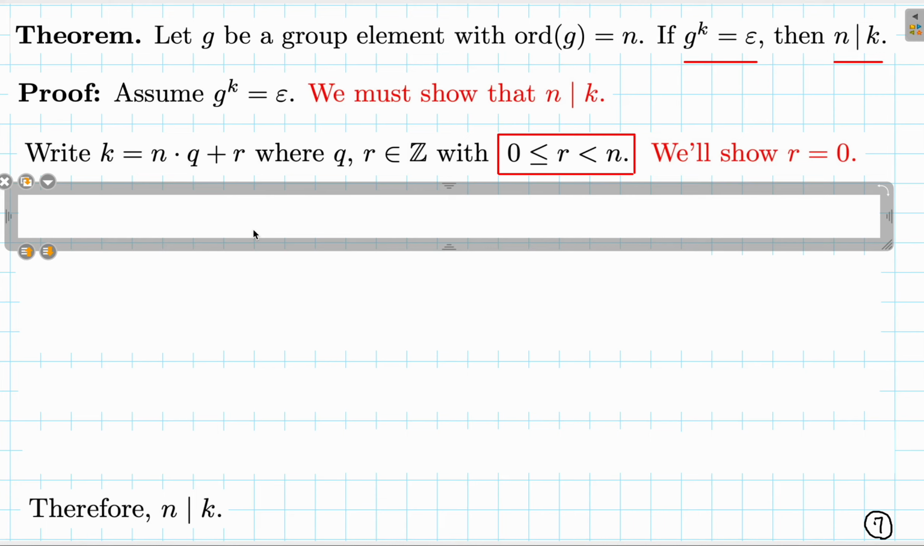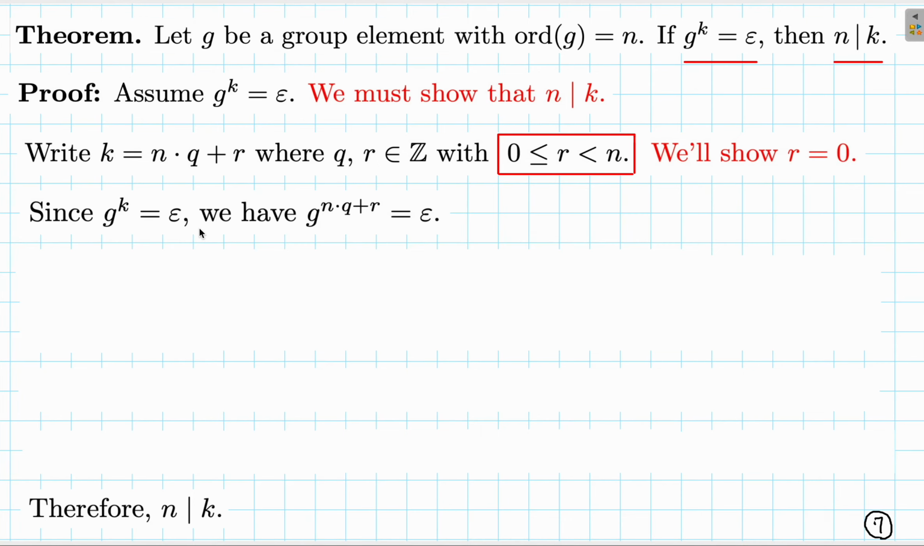Now, next step. Well, we already know that G to the k is the identity, and so let's use that expression for k and substitute it in. Since G to the k is the identity, replacing k with n times q plus r, we obtain G to the n times q plus r is equal to the identity. Now, what do we know? Well, we also know that because the order of G is n, G to the n is the identity as well, and that's going to play a role.